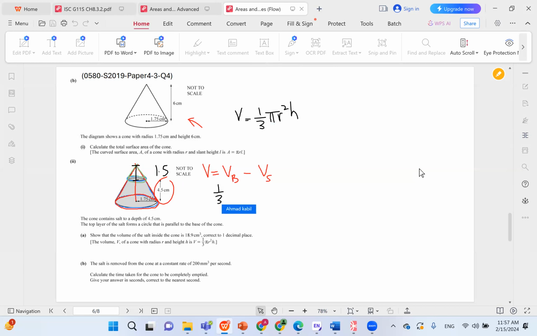1 over 3 times pi times the radius squared, which is 1.75 squared, times the height, which is 6, minus the volume of the small cone, which would be 1 over 3 times pi. And then we need to get the radius and the height of the small cone. This is where it gets a bit tricky.